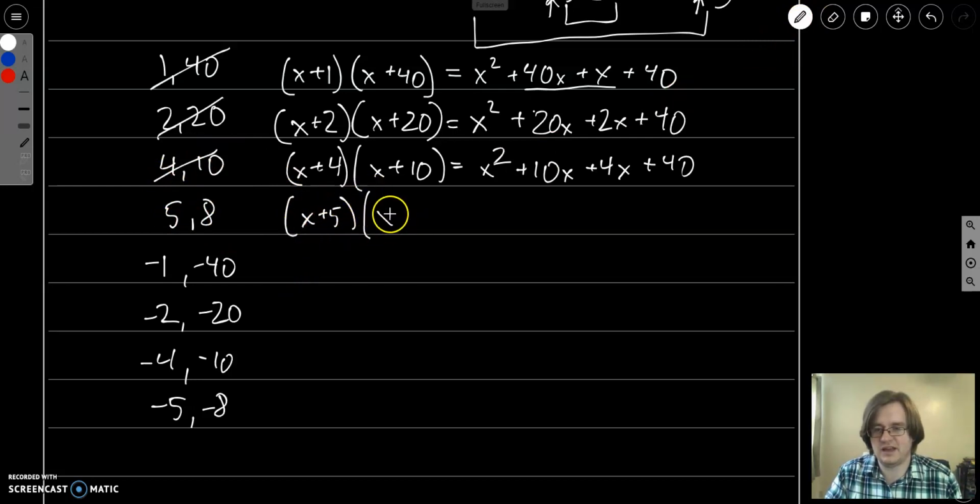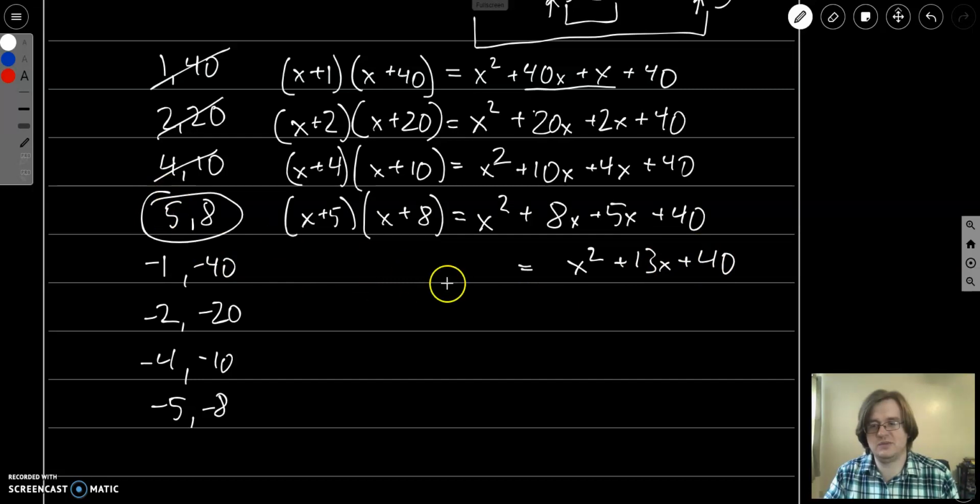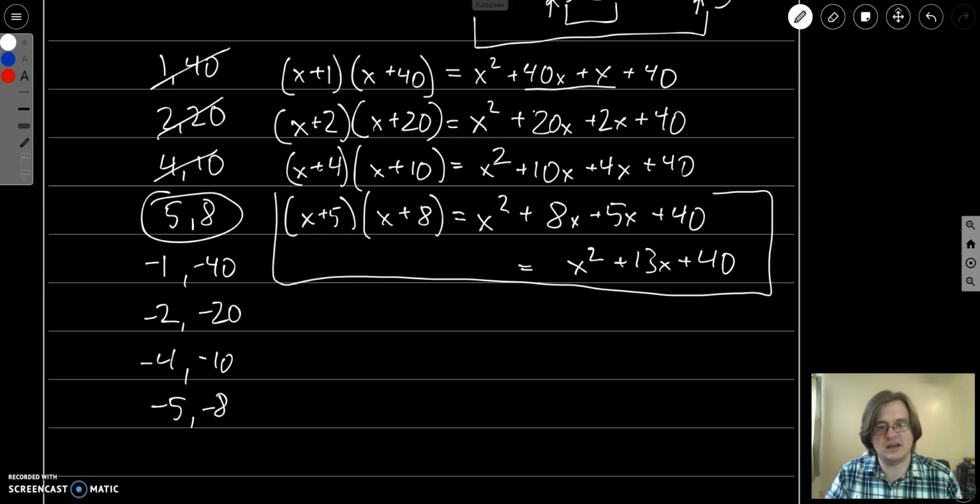5 and 8. Again, if we multiply x times x for the first terms, we get x squared. The last terms, 5 times 8, is 40. When we do the outer terms, x and 8, we get 8x. The inner terms, 5x. And when we add those together, we get exactly what we want: 13x. So we know that this is going to be the correct pair of numbers, and this is our solution.